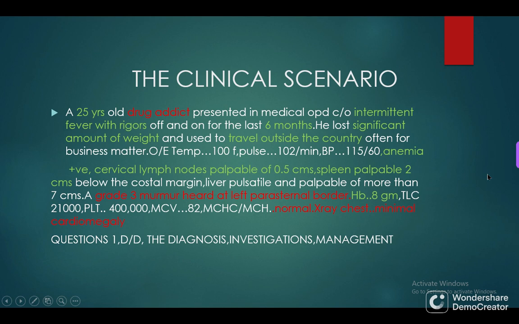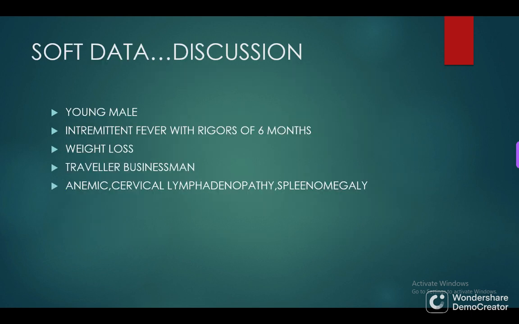Now, some of these are hard data; you can put some in the soft data. There are 4 or 5 people sitting around. Some say that is soft data, some say hard data, some say both. No problem. Just write it down and see what happens. Soft data: a young male, intermittent fever with rigors for 6 months, weight loss, businessman type, anemic, cervical lymphadenopathy, splenomegaly.